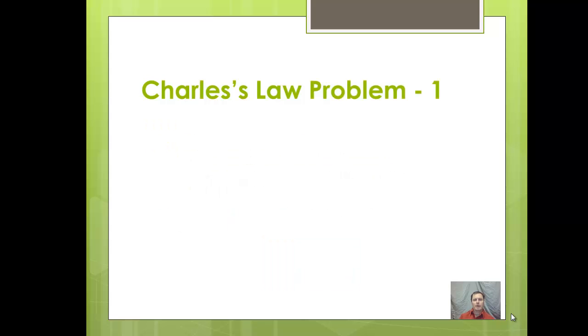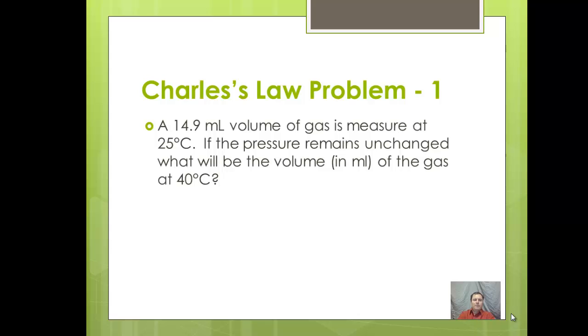Let's try a couple problems here. First one says that a 14.9 milliliter volume of gas is measured at 25 degrees Celsius. If the pressure remains unchanged, what will be the volume in milliliters of gas at 40 degrees Celsius? So we're looking for our V2, okay? But the only trick to this is they give you our temperatures in Celsius. So we have to convert from Celsius to Kelvin. Remember, to do that, we add 273.